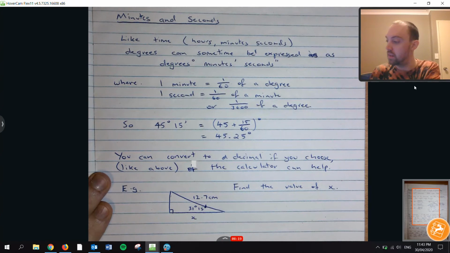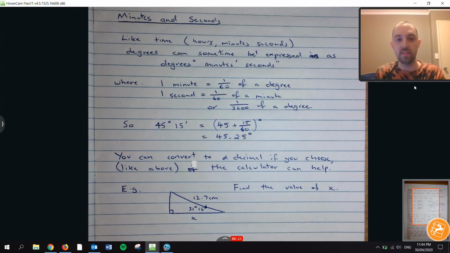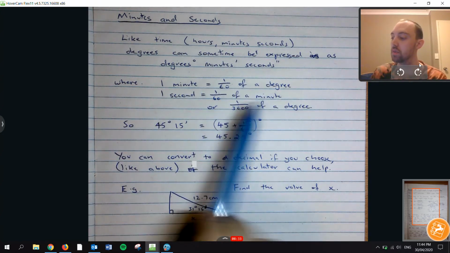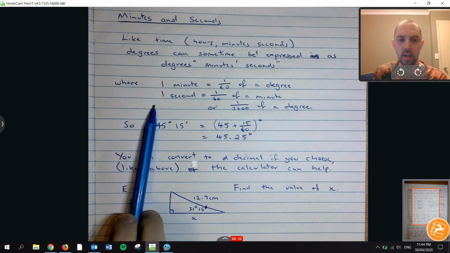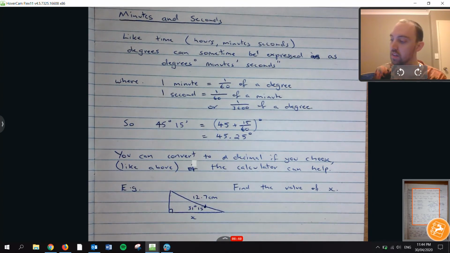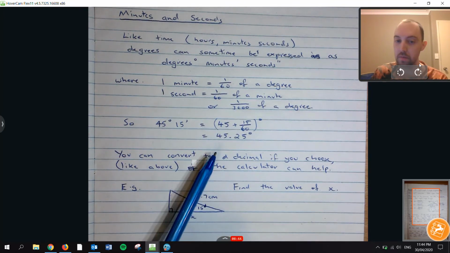The last little bit that we need to get through, and then a couple of examples on it, is minutes and seconds. Just like time, hours, minutes, seconds, degrees can be expressed in a similar fashion. So you have minutes and seconds when it comes to degrees, where 1 minute is 1/60th of a degree, and 1 second is 1/60th of a minute, or 1/3600th of a degree.